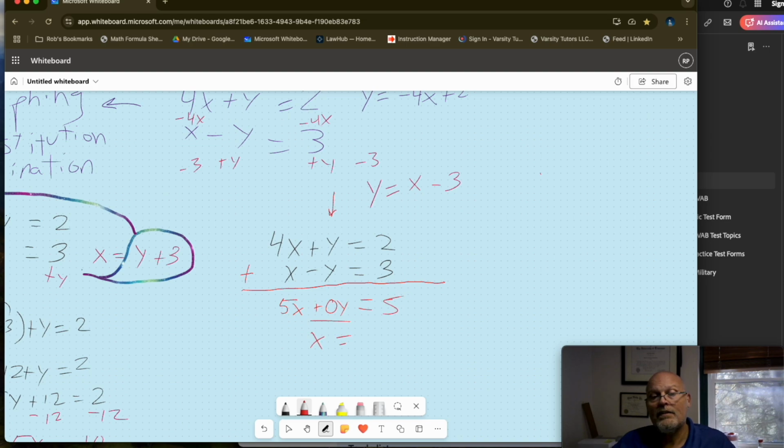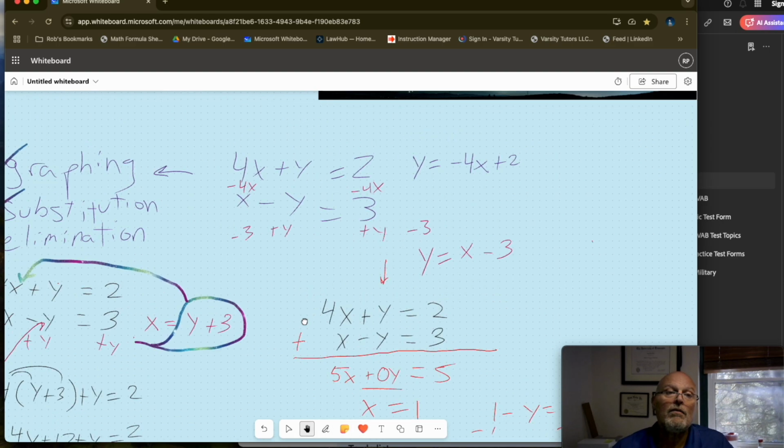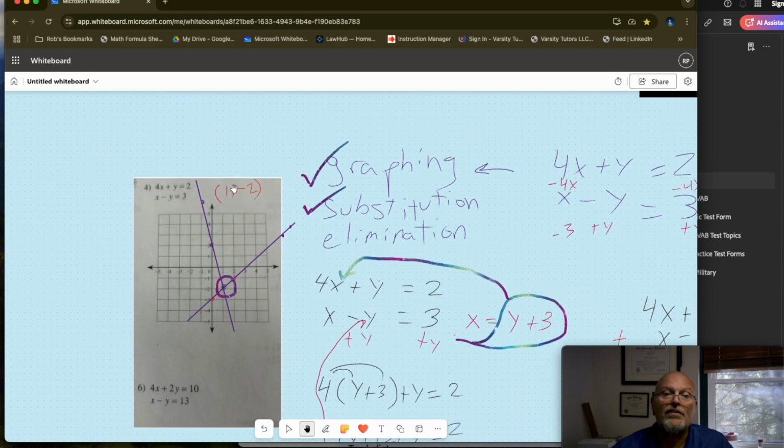So x equals 1. Now I do the same thing and I plug that 1 into one of the equations. This one is the simplest, and I get 1 minus y equals 3. I'm going to subtract 1 from both sides, and I'm going to get negative y equals 2, or y equals negative 2. And, as you should be familiar with by now, that is our solution.